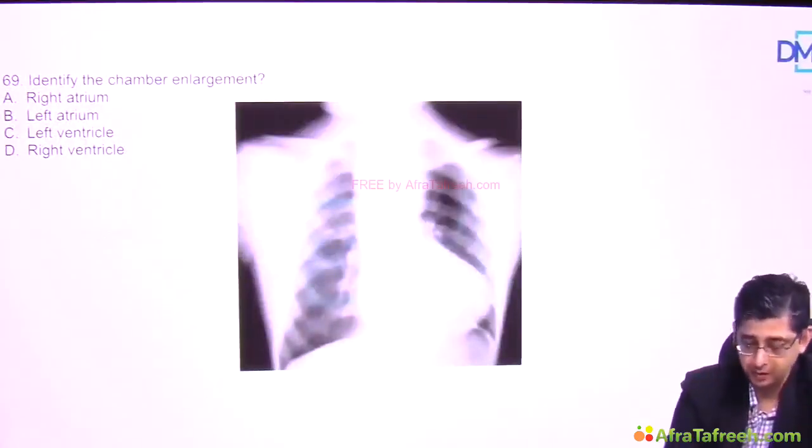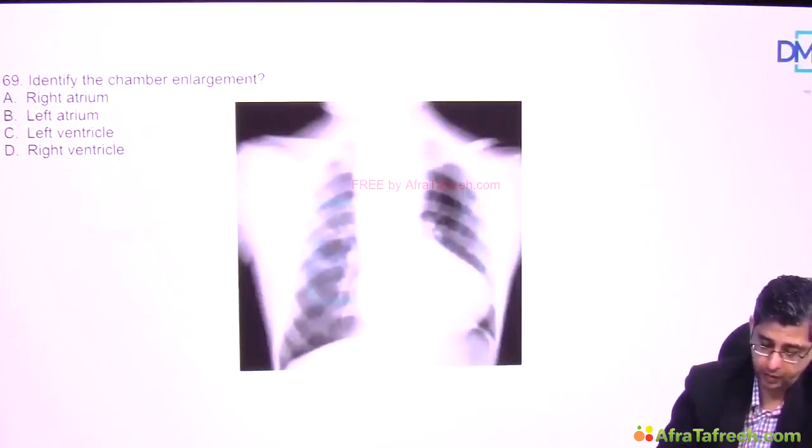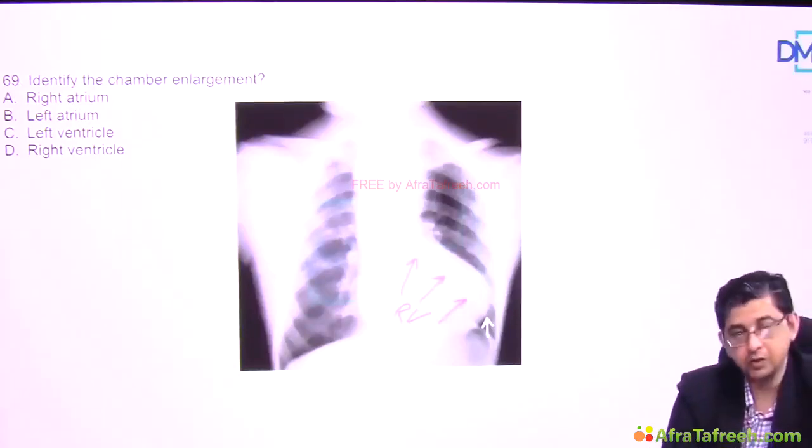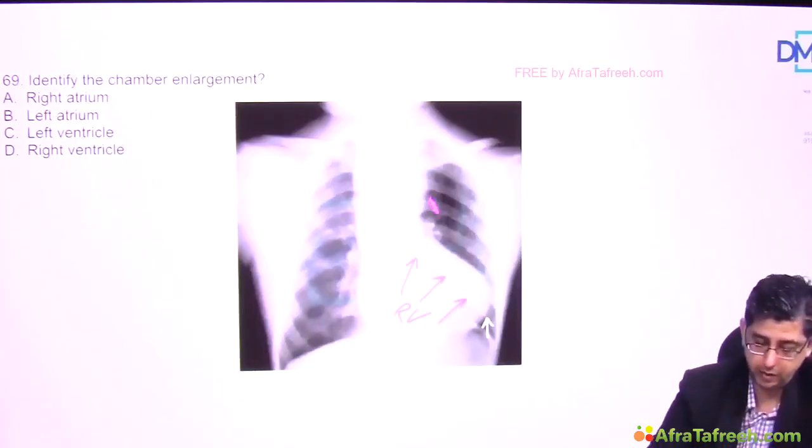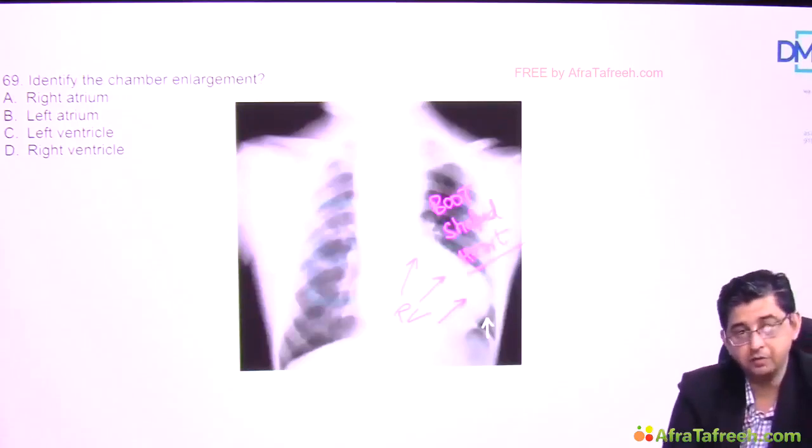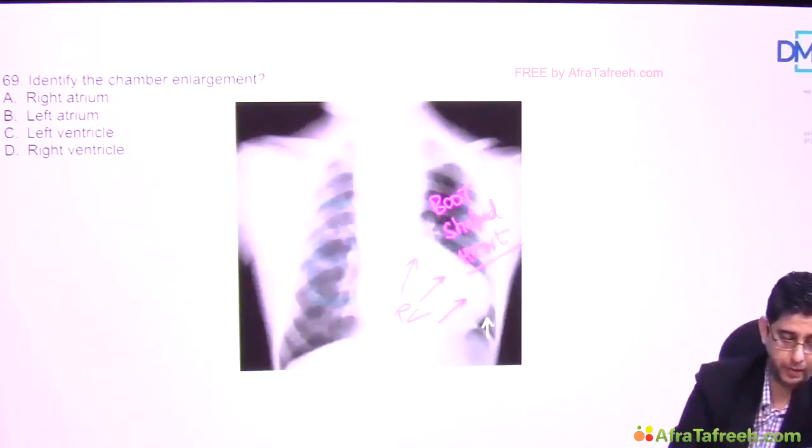Identify the chamber enlargement. You can notice that the apex of the heart in this case is lifted upwards. The right ventricle tends to form the base of the heart. When it enlarges, it lifts up the apex of the heart. This image shows right ventricular enlargement. It shows a classical boot-shaped heart. This boot-shaped heart with right ventricular enlargement is a characteristic feature encountered in tetralogy of Fallot, which happens to be the most common cyanotic heart disease in children.